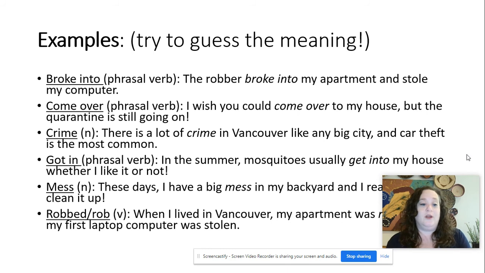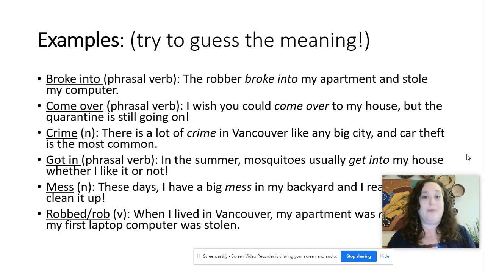And the last one on this slide, robbed or rob. Robbed is past tense. This is a verb. When I lived in Vancouver, my apartment was robbed and my first laptop computer was stolen. So you notice I used the same example, but I'm using a different form, broken into and robbed. Same meaning, same meaning.